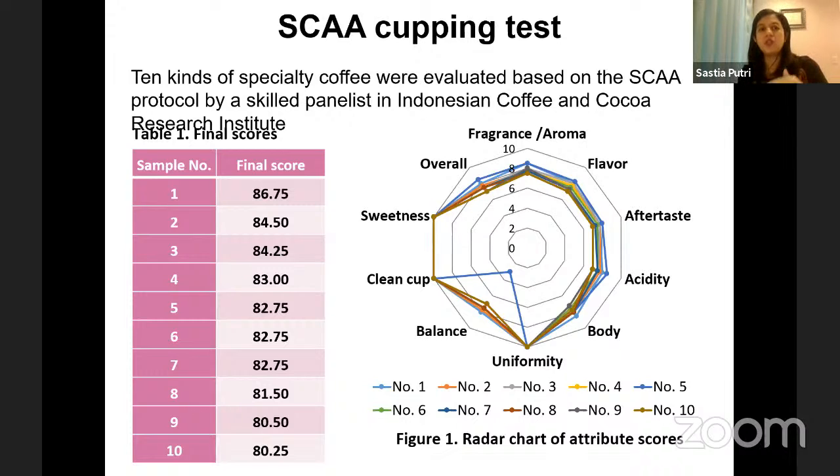The lowest has a score of 80.25. This is like a borderline specialty coffee, just a little bit higher than 80. And the highest in that year was 86.75, which is really, really high. Then you could see here from number 1 to number 10, in the spider web, that some of them have quite similar characteristics in how these scores are graded, but some of them have quite different scores, for example in the balance or like that.